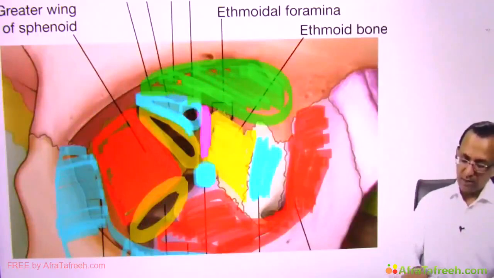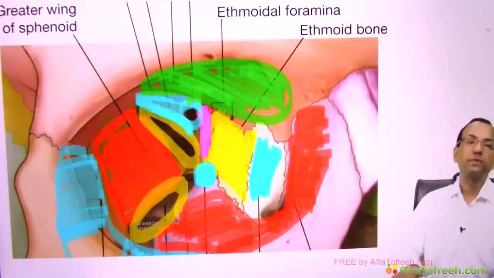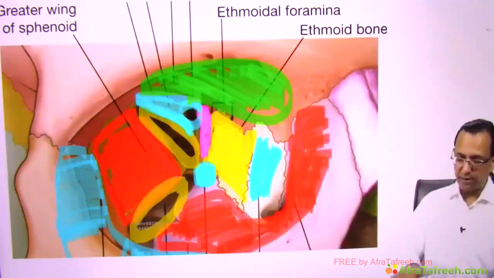And what is between the lesser wing and greater wing? What is between the lesser wing and greater wing is the superior orbital fissure. And where is the optic canal? The optic canal is the opening in the lesser wing of sphenoid where the lesser wing was attaching to the body of sphenoid. So the lesser wing of sphenoid was attaching to the body of sphenoid here. Yes, that is where you have the optic canal.